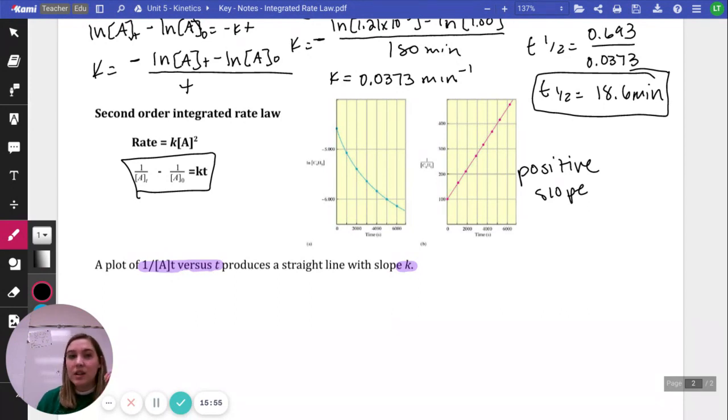Now, knowing these equations and how to plug numbers into them is going to be good too. Most of the time, it's for first order reactions that we have to do it. So make sure you look over that.